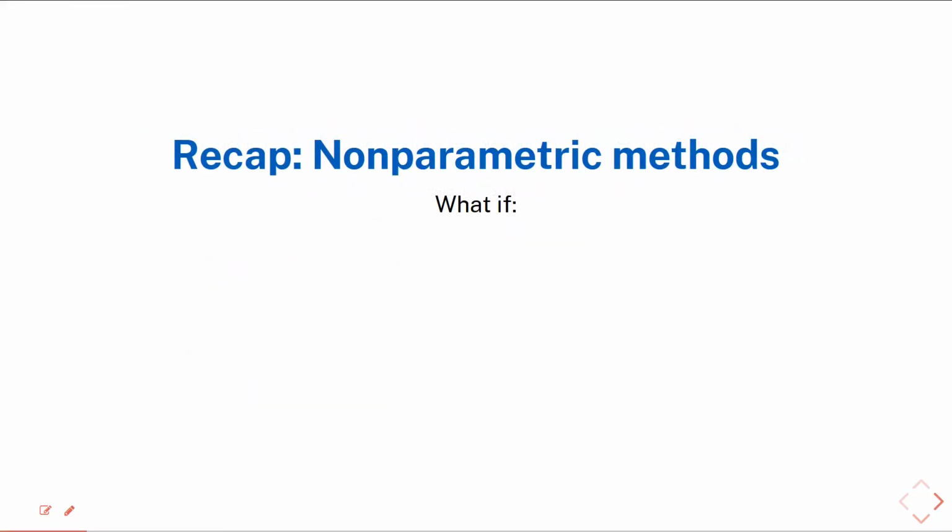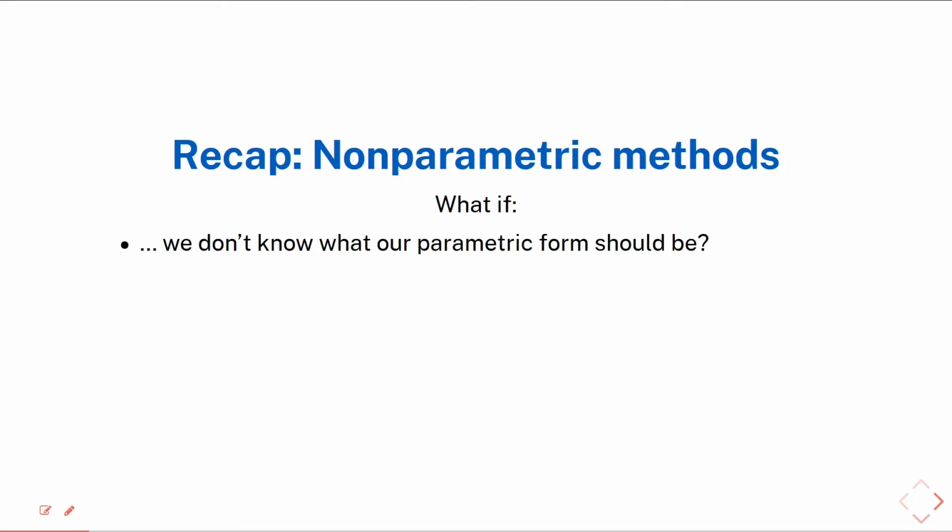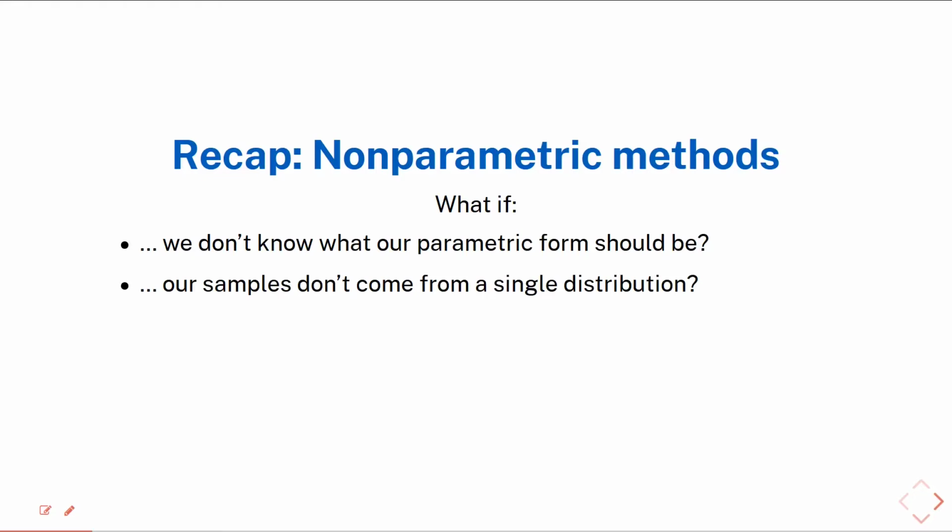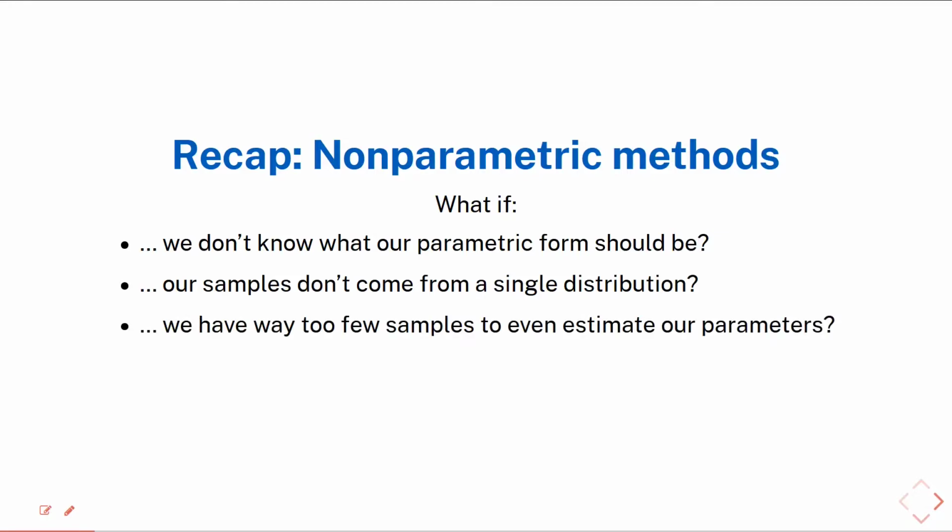In the case where you don't want to build a model, then we have a set of non-parametric methods, which we talked about last time. So what if, for example, we don't know what the parametric form of our data set should be? So we don't know that it should be Gaussian. Maybe we have reason to believe it could be something else. What if our samples don't come from a single distribution? Maybe they come from several possible distributions. What if we have too few samples to even create a histogram and be confident in our histogram?